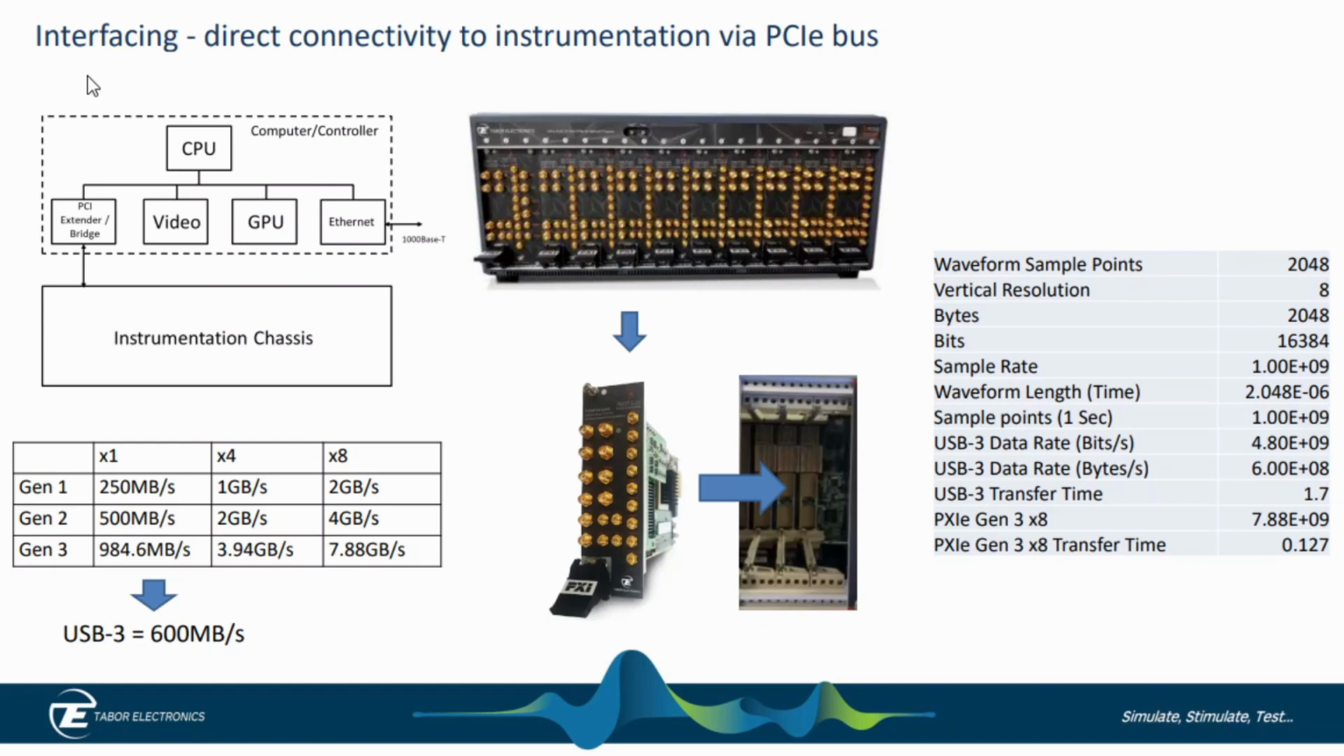So if we look at this top left-hand corner diagram here, we can see we have a CPU, we have a video card, we have a GPU, we have an Ethernet card, and these are all connected on the PCI Express bus. And then here in this corner, we have a PCIe extender bridge, which extends this bus out to the instrument chassis.